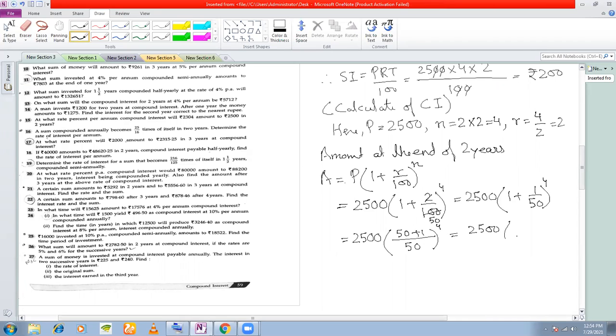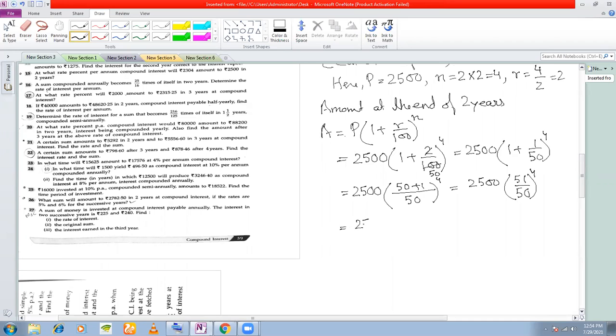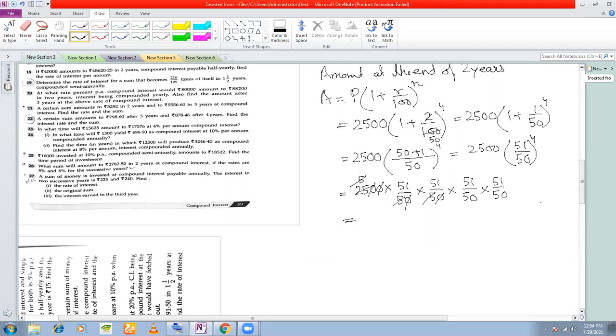So 2500 into 51 by 50 to the power of 4. So how do you calculate this? 2500, 51 by 50 needs to be multiplied 4 times. Okay. So 2 zeros will cancel here. You can cancel 5 here 5 times, and you can cancel this 5. So only left with 50 into 50, and you have 51 into 51.